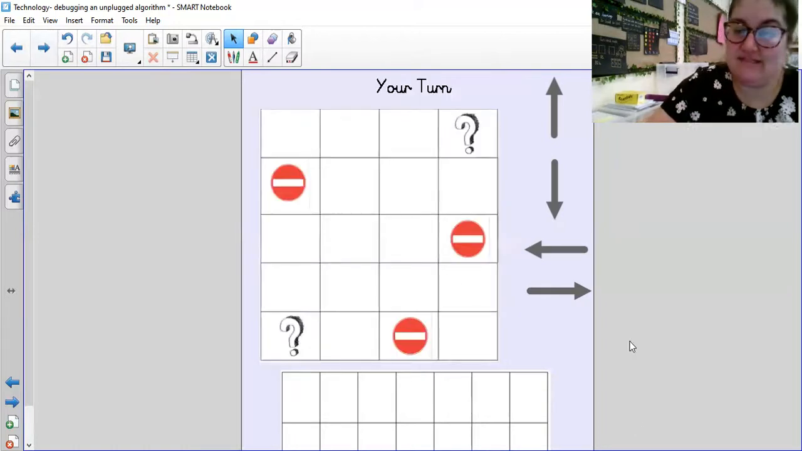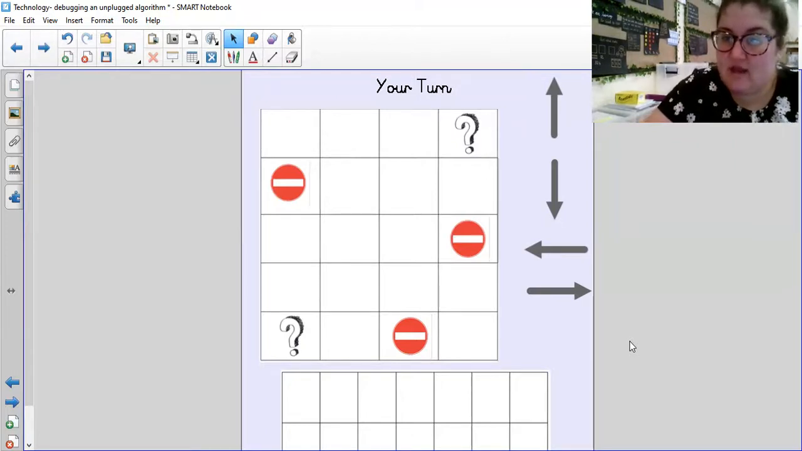So now it is going to be your turn. So what I'd like you to do is get your algorithm out that you made last week, okay, and we know that one is correct. But I want you to use that and use the ideas and use your characters from it to create an algorithm that's incorrect. And then I want you to debug it.